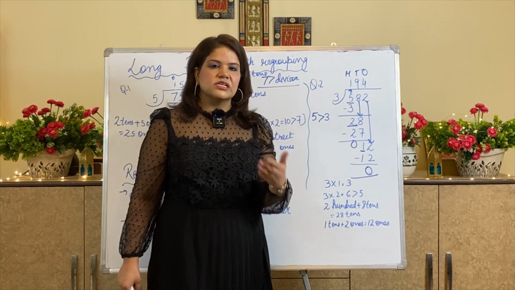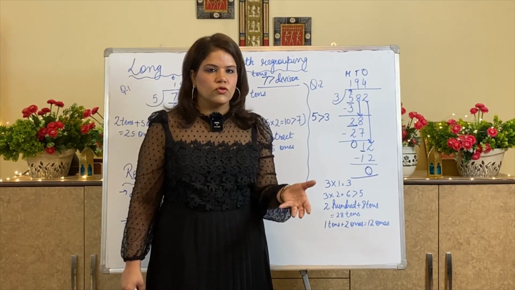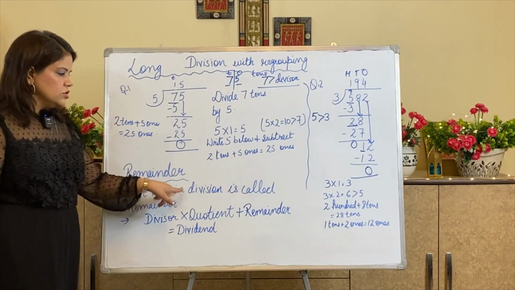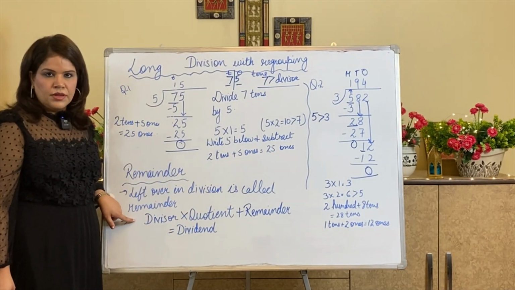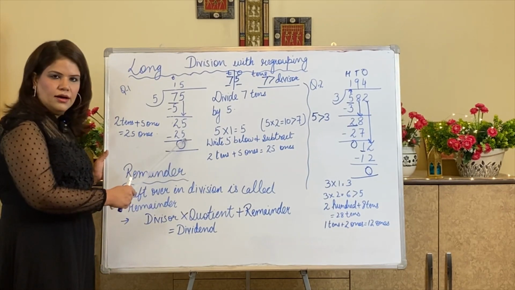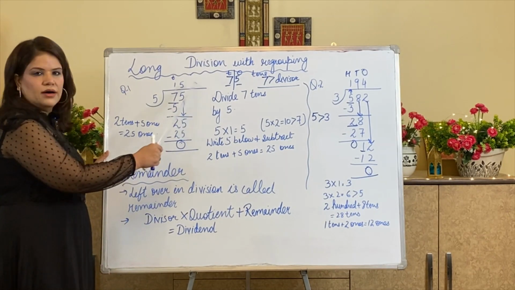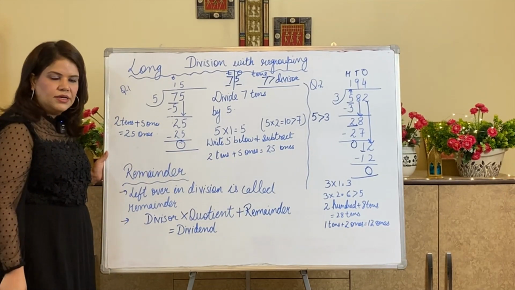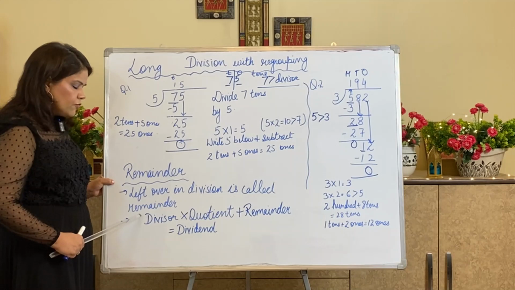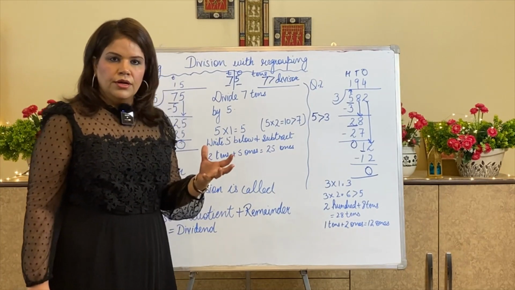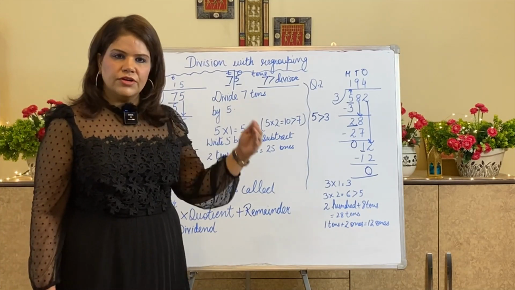Now I am going to discuss the case when I am getting a leftover. And what is that leftover called? That leftover in division is called remainder. Understood? This is the definition of the remainder. If I am getting something here, but I have no number here to be divided any further, then that will become my remainder.